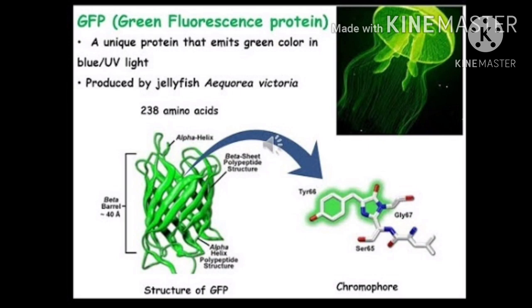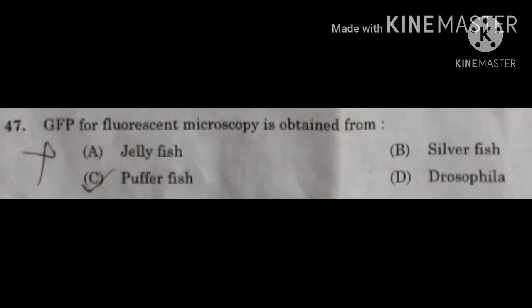This GFP, as it is a protein, is made up of 238 amino acids. The fluorescent emitting region of this protein is known as the chromophore. So GFP for fluorescent microscopy is obtained from where? Option A, jellyfish.